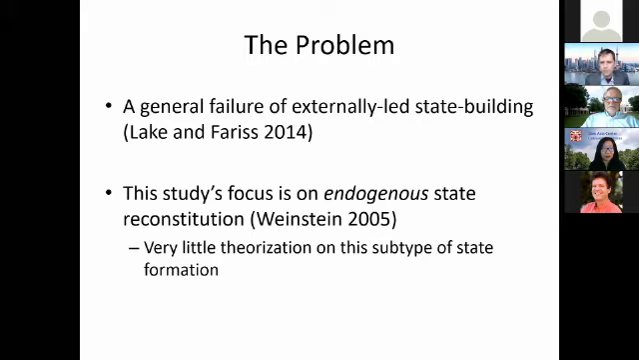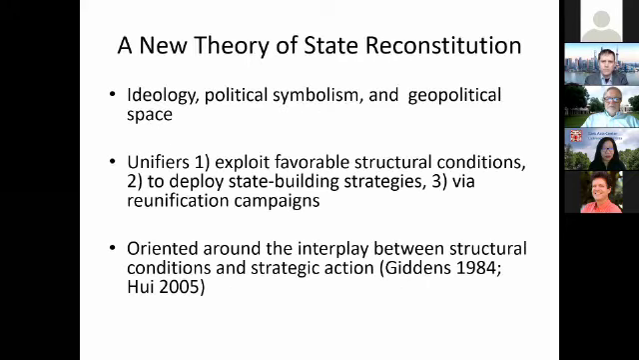In addition, there's been relatively little theorization on this subtype. There's been a lot written on externally led state building and the problems that it faces. So I felt that, from a more traditional "where are the gaps in the literature" approach, this study can also be potentially valuable. And so I'm going to expand on this new theory that I've developed in much greater detail. But just as a preview, what I primarily focus on are two non-material types of causes and one material type of cause. So ideology, political symbolism, and geopolitical space are the three principal causal factors that I focus on when constructing my new theory of endogenous state reconstitution.